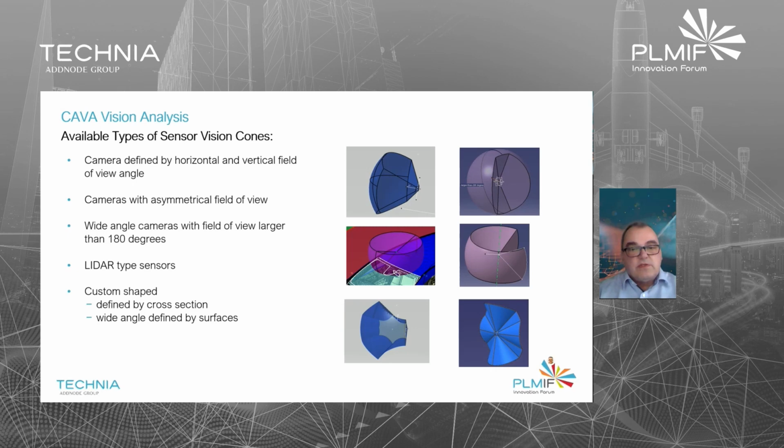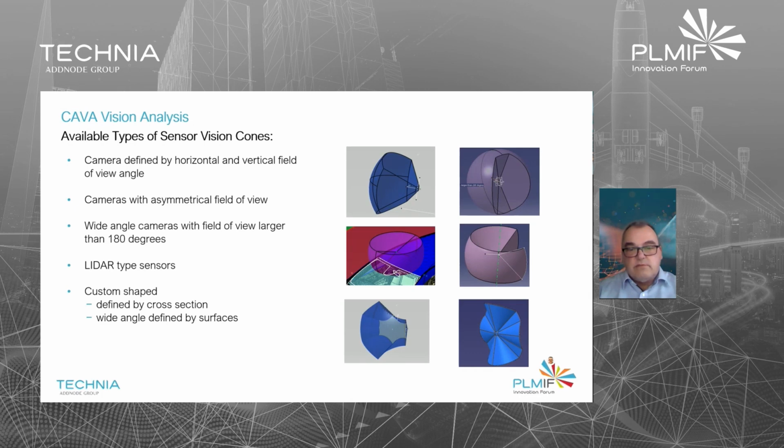Just to name a few. For the typical camera sensor, you would have just a horizontal and vertical field of view angle, which gives a simple view pyramid. In CAVA, you can easily do that. You can also specify asymmetric fields of view if you have a different angle to the left, right, or upper and lower area of the parameters. It's also possible to have vision cones with a large field, larger than 180-degree vision, which is required for sensors that need to see the close area around the vehicle.